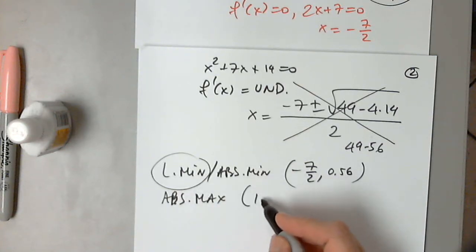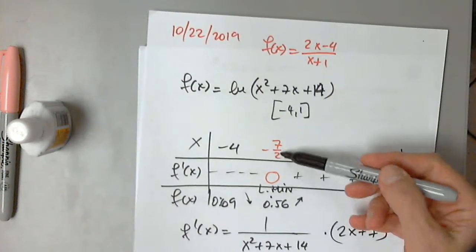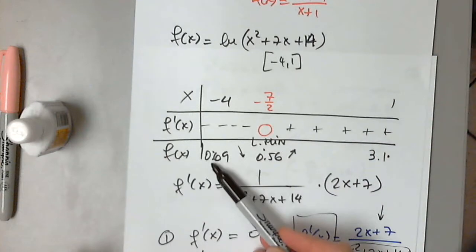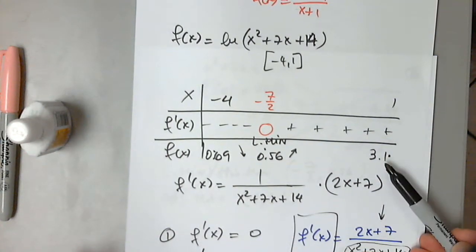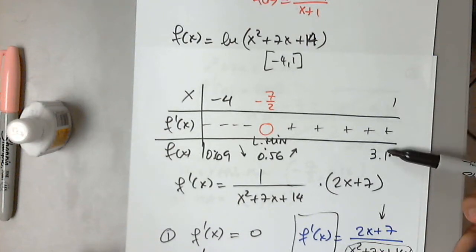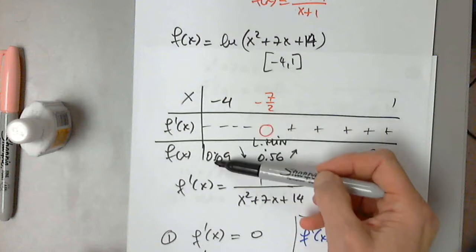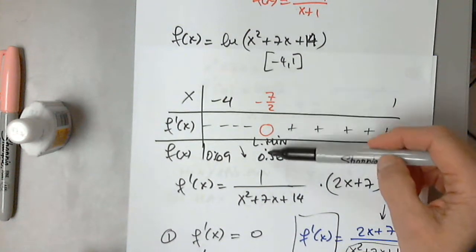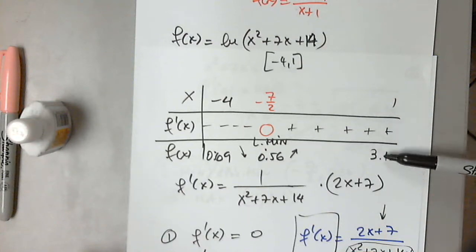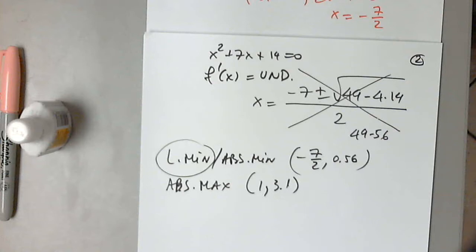min. So this will be 1, 3.1 from here. This is the local min and absolute min, because from 0.69 it drops to 0.56 and then goes up to 3.1. At the end point of the interval, we can have an absolute max, but not local. This is really nothing, because it's really in between these two values. So this is the local and absolute min, and this is the absolute max, 1, 3.1.